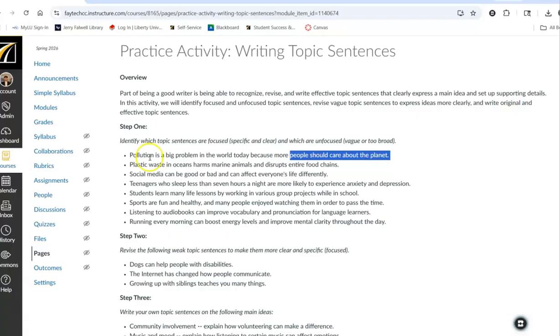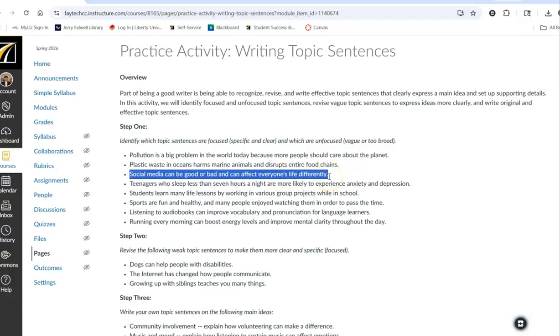Let's look at one other. Social media can be good or bad and can affect everyone's life differently. I don't even know what you're talking about, except that social media is involved. It is way too broad, way too unfocused.